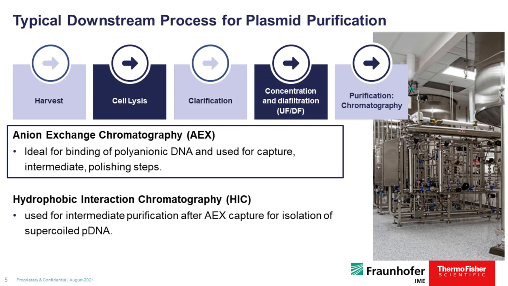So jumping into the typical downstream process, as I mentioned, this talk is going to focus on the purification chromatography section, and there is an anion exchange chromatography step. And this is typically ideal for binding polyanionic DNA and is used for capture, intermediate, and polishing steps. Additionally, after the AEX, there is a hydrophobic interaction chromatography step, which is used for the isolation of supercoiled DNA. But for the work that I'll be presenting today, I'll be focused on the optimization of the AEX step for the capture of a 5.3 kilobase pair plasmid.